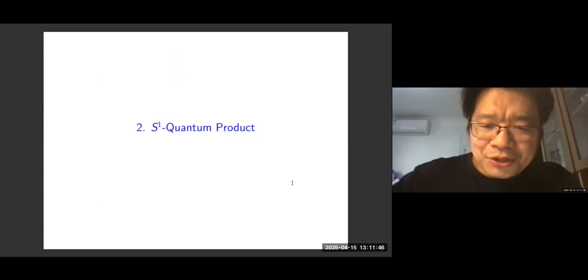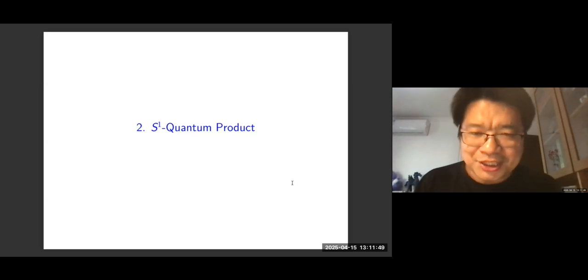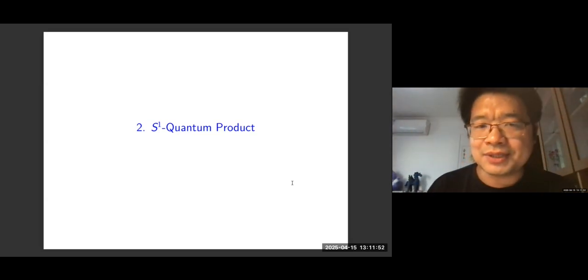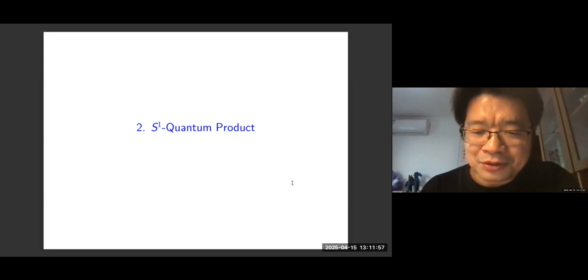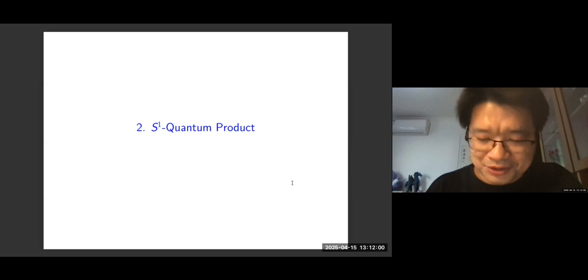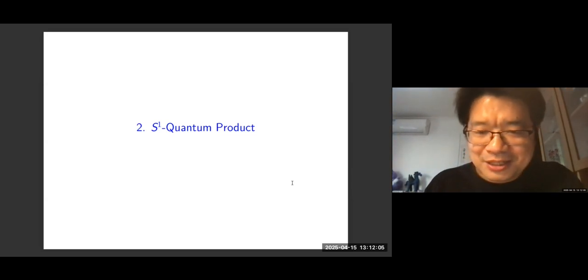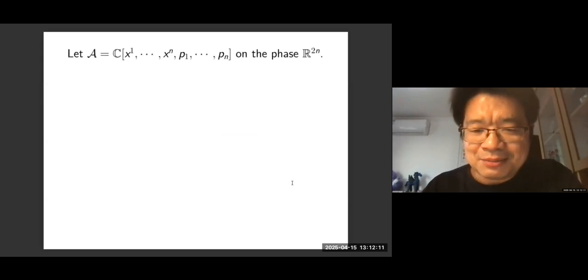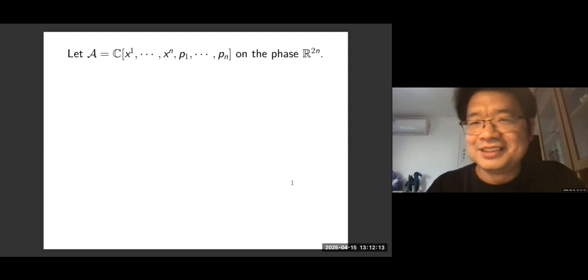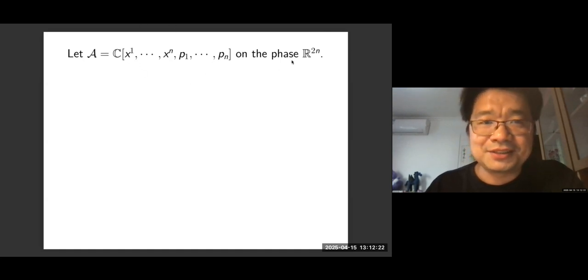Now let me show you how to organize this data by introducing the so-called quantum product. I call this the S1 quantum product. It's actually the one-dimensional analog of the so-called two-dimensional topological B model. So this is actually a one-dimensional B model in the story of mirror symmetry. But let me just show you what this is. Let's start with something from elementary school. Let's look at polynomial functions on the phase space. A is my polynomial ring.